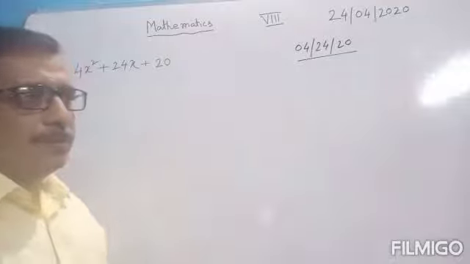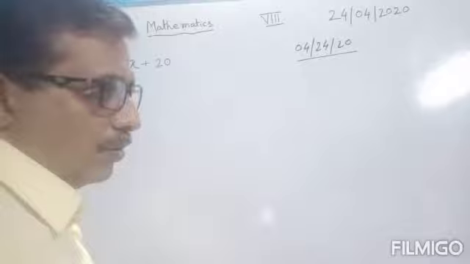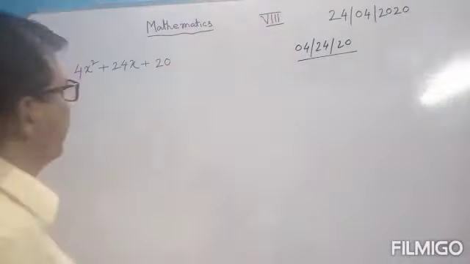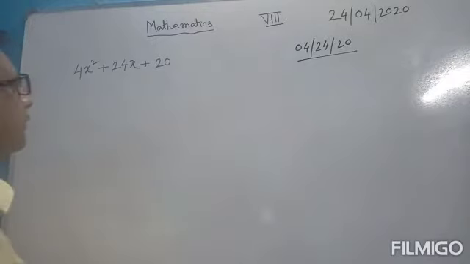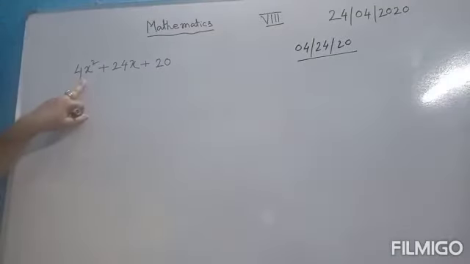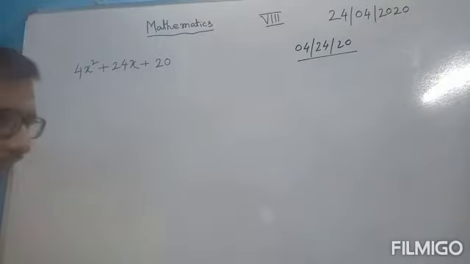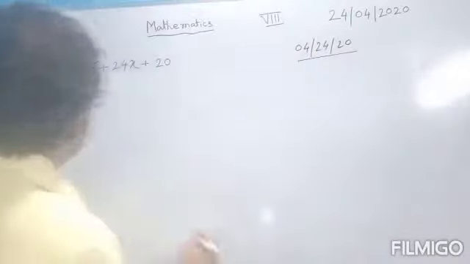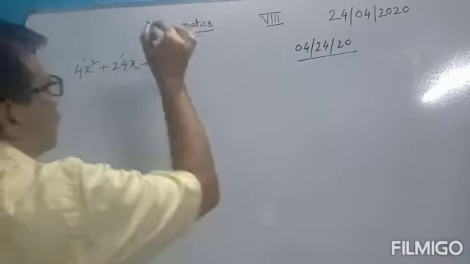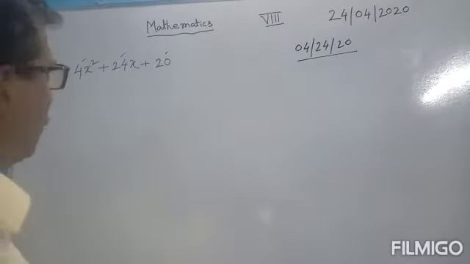We have already learned middle term factor. So today we start the next part of the middle term factor, the next exercise of your book. If we take any problem, resolve into factors: 4x square plus 24x plus 20. Why do we take this? Here the coefficients are 4, 24 and 20. Clear? Now solve it.